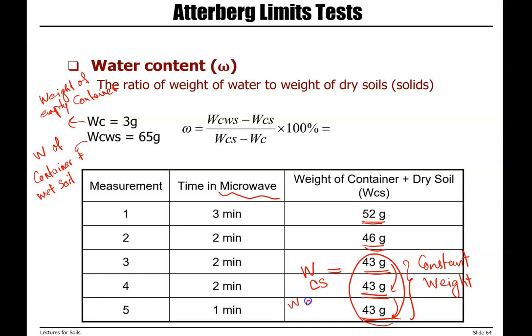So this is weight of container plus dry soil. And then you just put the numbers in the formula. And we have moisture content or water content of this soil sample as 55%.